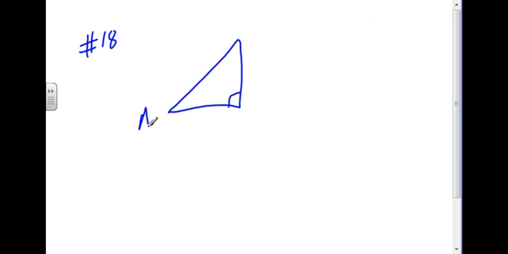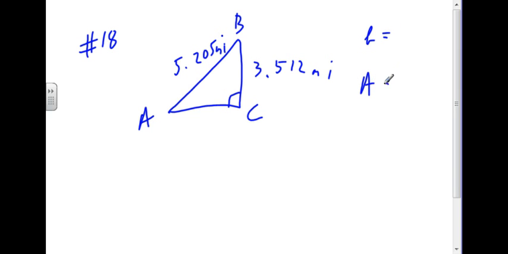Doing number 18 next. Why don't they give me one with an angle? Wouldn't that be more fun? A, B, C. 3.512 miles. 5.205 miles. Okay, so we need little b, we need big A, we need big B.